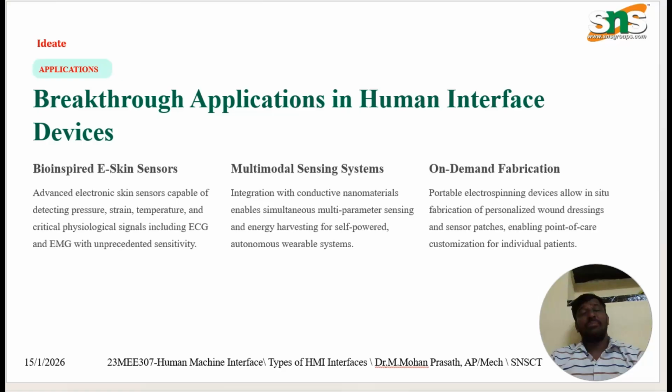Next, the breakthrough applications of the electrospinning technique are that it is suitable for making bio-inspired e-skin sensors and multimodal sensing systems, which involve the interaction between nanomaterials and multi-parameter sensing for self-powered and autonomous wearable systems. Next, on-demand fabrication, which involves fabrication of personalized wound dressings and sensor patches for customized individual patients.